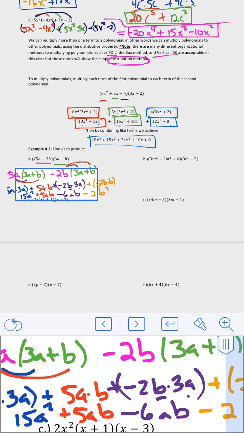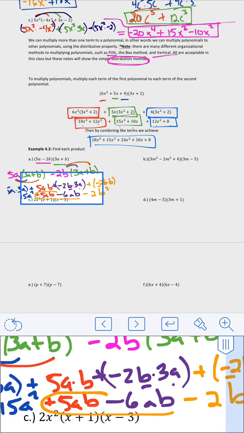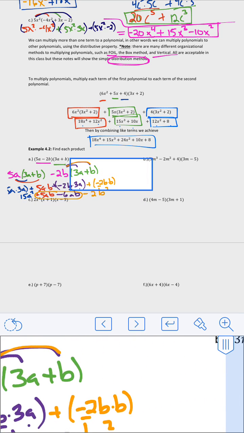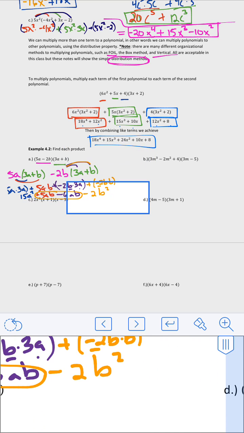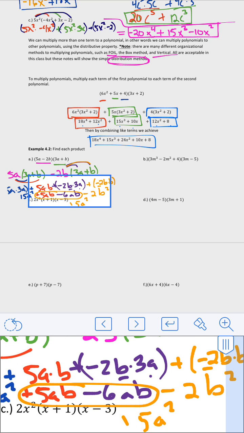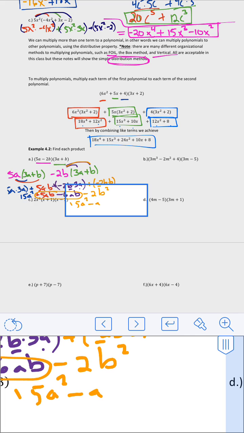Now the last step, it's an addition problem. I'll just look for some like terms. That's the reason we wanted to write them in alphabetical order, so that I could see these two middle terms are in fact the same. So I end up with, we'll write it over here. We'll just bleed into the next problem. 15a squared. Let's see, positive 5 and negative 6 gives me a negative 1ab minus 2b squared. That is my final answer.